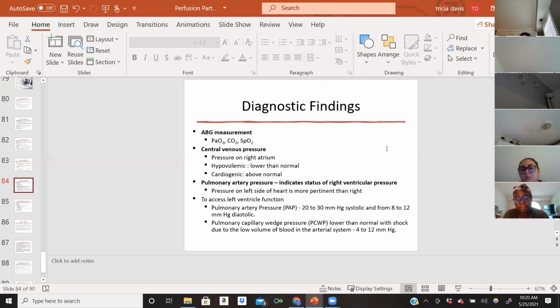Pulmonary artery pressure indicates the status of our right ventricular pressure. The pressure on the left side of the heart is going to be more pertinent than the right. So to assess our left ventricular function, we look at pulmonary artery pressure, our PAP, so it should be 20 to 30 systolic and 8 to 12 diastolic. We also look at our pulmonary capillary wedge pressure, which is lower than normal with shock because of that low volume in the arterial system. So 4 to 12 is going to be normal.